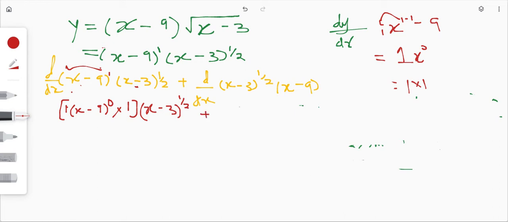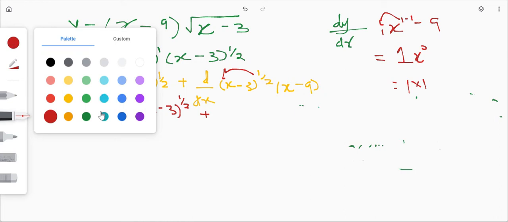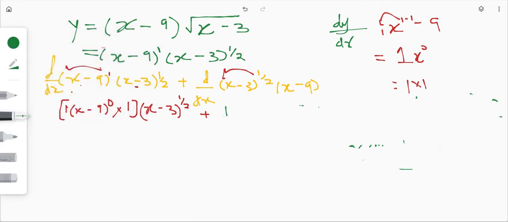Plus, all right? Now, here, this is where we're now going to derive x minus 3 to the power half. So, half times 1, we're going to get half. Then half minus 1, we get negative half. So, we'll have half x minus 3 to the power negative half.